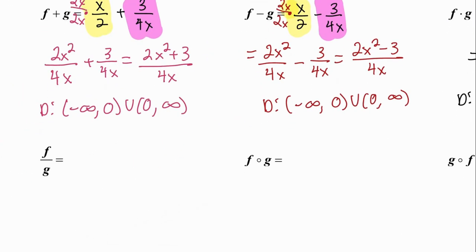Okay. We can also do f divided by g of x. So the way that we would set this up is we would say f, which is x over 2, divided by g of x, which is 3 over 4x.